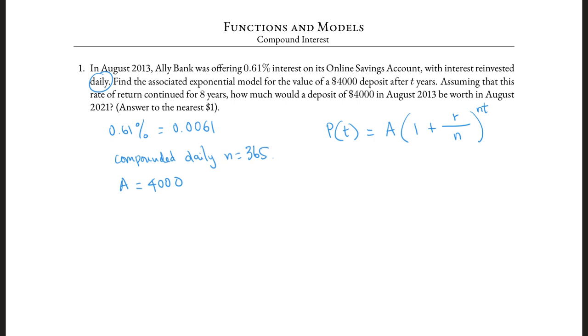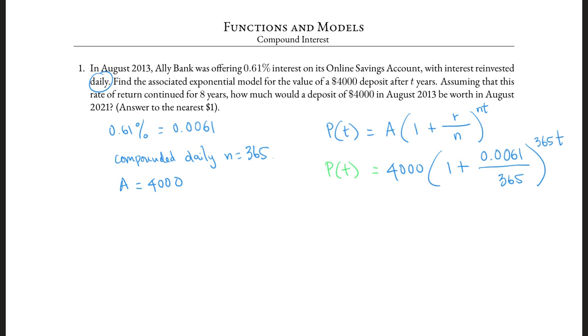Find the associated exponential model for the value of a 4,000 deposit after t years. We have everything we need to write this equation, this model. P of t equals 4,000, 1 plus 0.0061 over n, which is 365, close the parentheses. In the power, it is 365 times t.